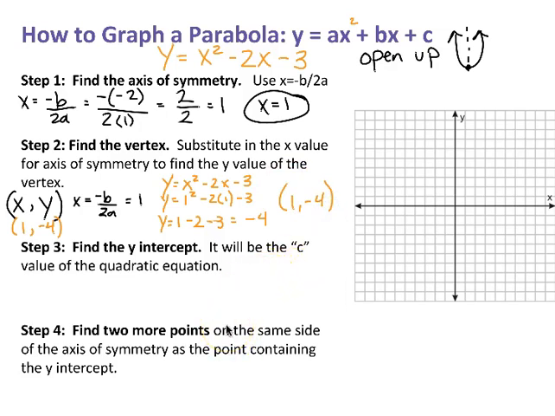All right, next step, step 3. Once we do all of our steps, then we're going to graph it. So the next step is to find the y-intercept, where our parabola crosses the y-axis. And remember, it's always going to be in that format of 0, c. So what is this c value? That's our constant, and it's a negative 3. So the y-intercept is going to occur at 0, negative 3.